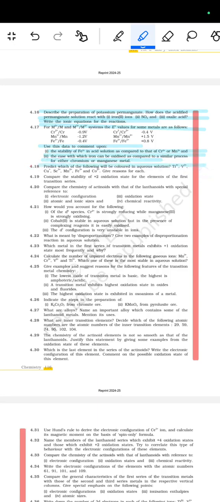Predict which of the following will be colored in aqueous solution: Ti3+, V3+, Cu+, Sc3+, Mn2+, Fe3+ and Co2+. Compare the stability of the +2 oxidation state for the elements of the first transition series.